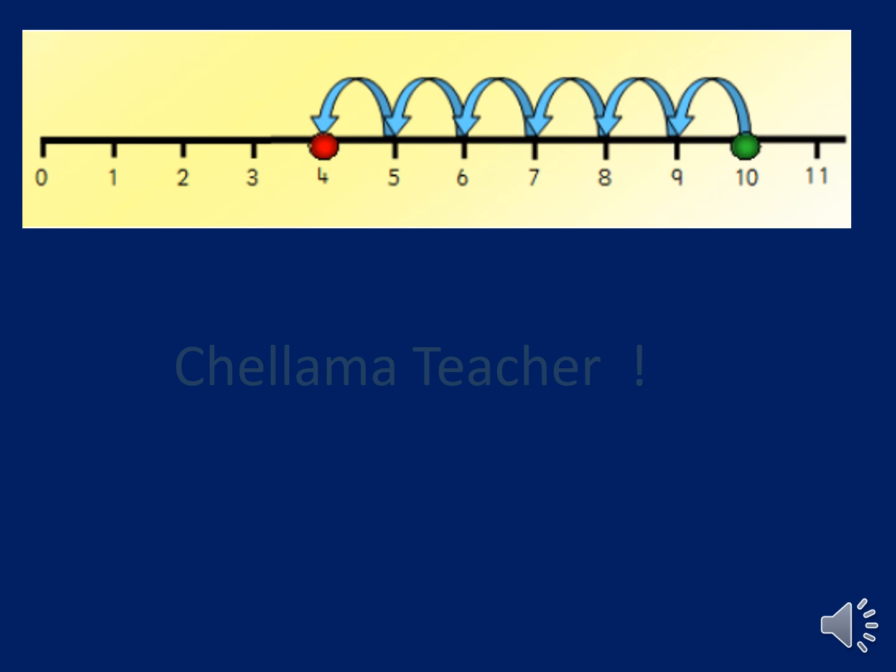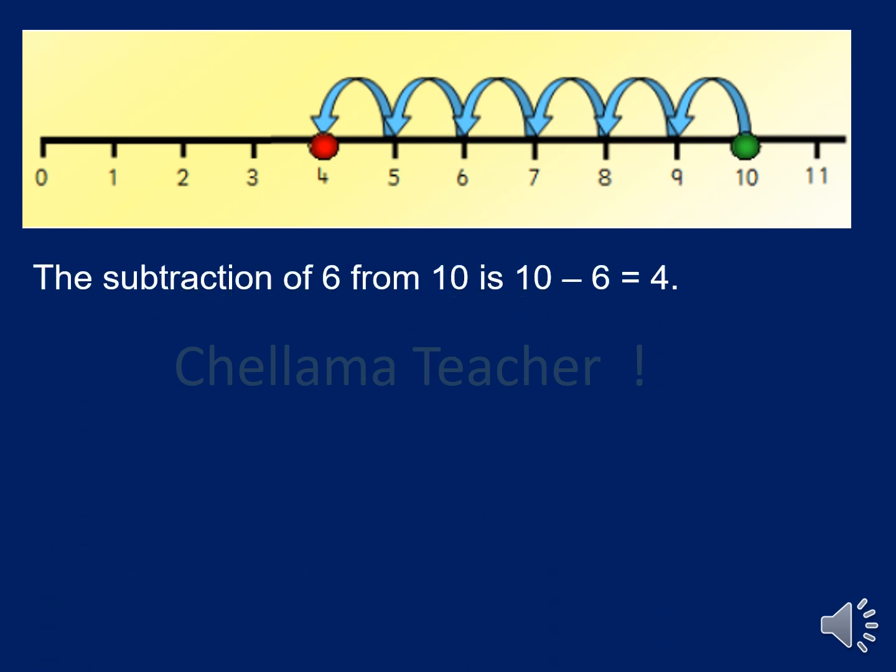The green point shows the starting point. So 6 jumps we have to make. So the sixth jump ends at 4. So the answer is 4. The subtraction of 6 from 10, 10 minus 6, is equal to 4.